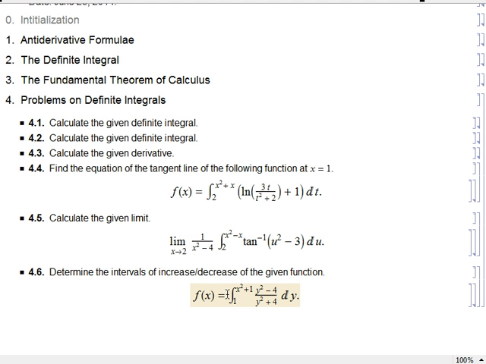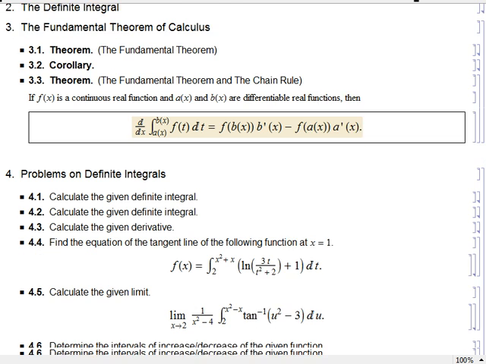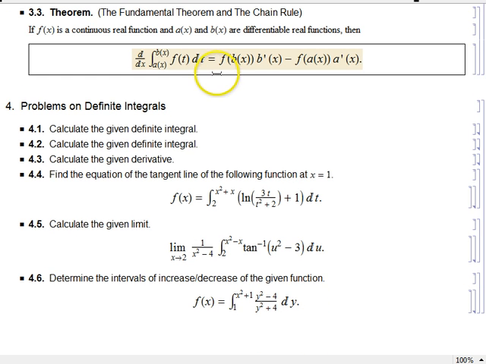Determining the intervals of increase and decrease. Great, we talked about those back in chapter 4, but this time we have a function given by the definite integral. Well, I think everybody saw that the common theme is that the function is given by the definite integral, and that must have something to do with this formula over here. And you're right, we're going to use that one. So, okay.